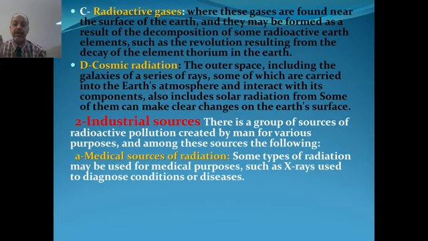Okay, the first one is natural radiation. The second one is industrial sources, which come from the effect of man on the environment. So this is a group of sources of radiation pollution created by man himself for various purposes. Among these sources, the types of industrial sources are, first, medical sources of radiation.